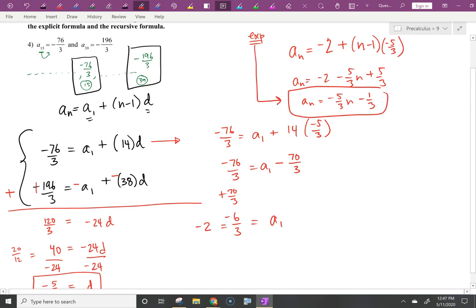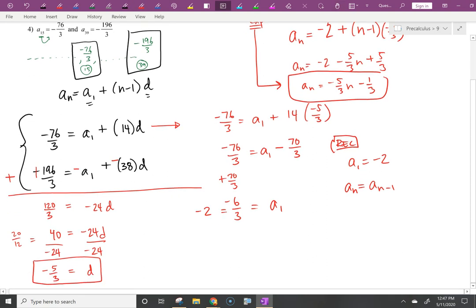And then my recursive formula, recursive, not such a big deal, right? Recursive just means you have to know the first term. So you always have to say A1 equals, tell me what the first term is. We know the first term is negative 2. And then you say the next term is equal to the term in front of it, and then just tell me what they're doing. They are subtracting 5 thirds. So minus 5 thirds. And that's all they do. So there's my recursive formula. They have the first term, and then they just keep subtracting 5/3 after that, and then there you go.